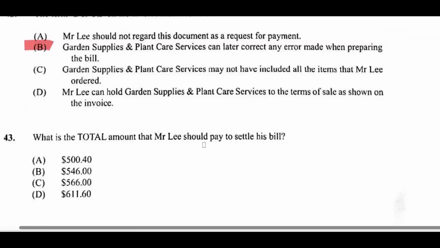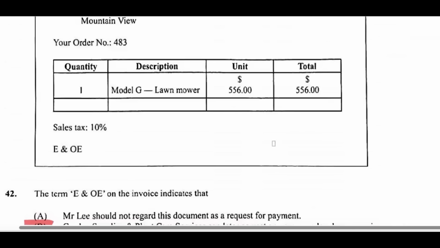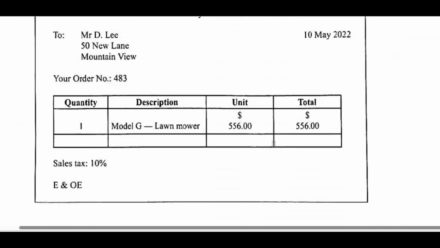What is the total amount that Mr. Lee should pay to settle his bill? What is the total amount? All right, to settle his bill. Okay, let's see. So we see here this is sales tax. So let's say that's VAT. 10% of $556. That's what we have to find, right?